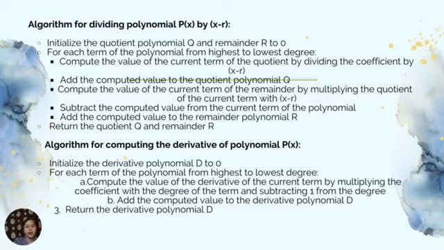Algorithm for computing the derivative of polynomial p of x is: first, initialize the derivative polynomial d to 0. Second, for each term of the polynomial from highest to lowest degree: A. Compute the value of the derivative of the current term by multiplying the coefficient with the degree of the term and subtracting 1 from the degree. B. Add the computed value to the derivative polynomial d. Third, return the derivative polynomial d.